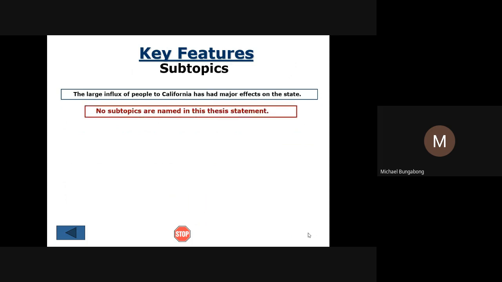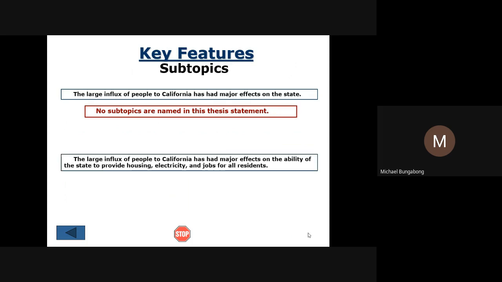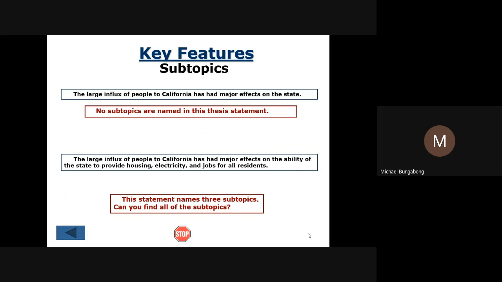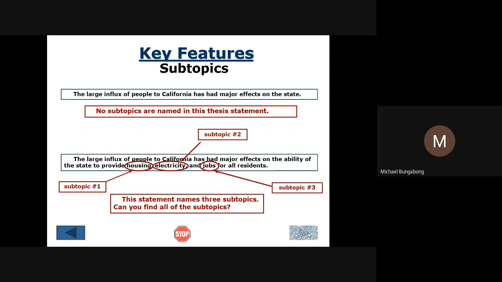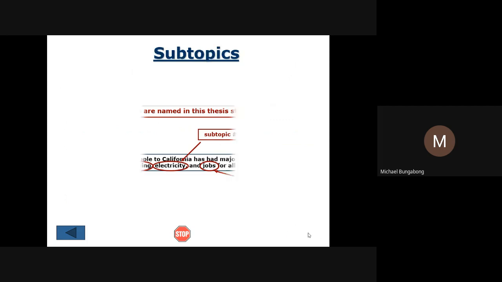So definitely, this is not a subtopic because there is no subtopic. Does that make any sense? You have to do this: the large influx of people in California has had major effects on the ability of the state to provide what? Number one, housing. Number two, electricity. And of course, jobs. That is subtopic number three. So definitely, there are subtopics in this thesis statement.